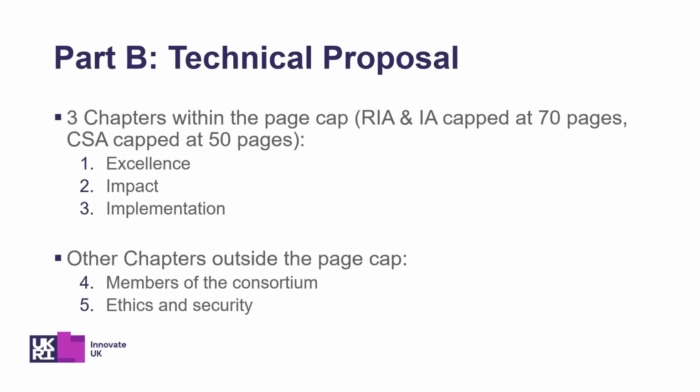And then there are a couple of other chapters that are outside of the page cap, but very important as well. So members of the consortium is where you would put CVs, track record and history of the different members of the consortium, if they've got patents that are relevant, if they've got huge amounts of expertise or innovation track record, that's where that goes. And then there is, as we've heard earlier, an ethics and a security section, very important for this proposal, for this part of the work program as well.